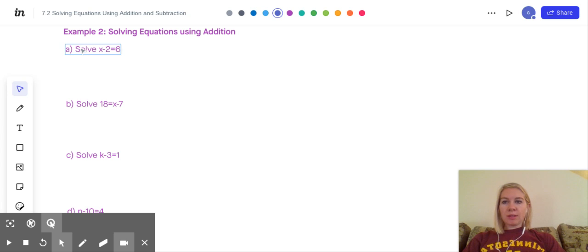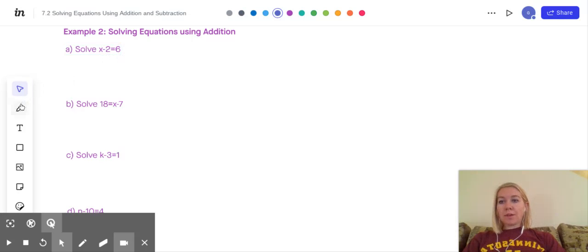All right, let's talk about example 2, which is solving equations using addition. This is part of chapter 7, section 2, solving equations using addition and subtraction. Problem A says solve x minus 2 equals 6.